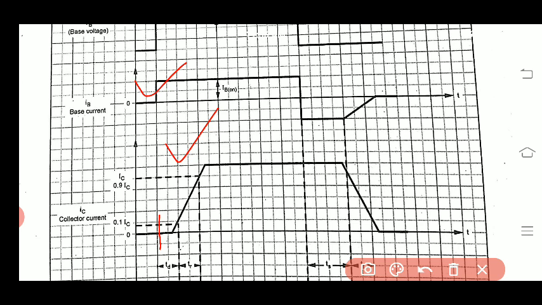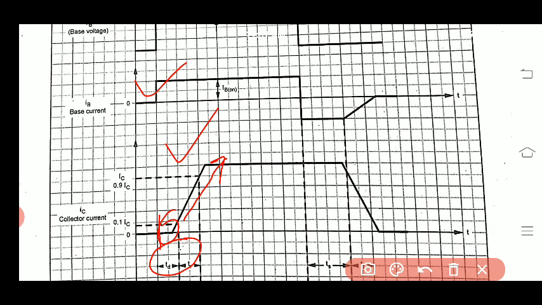The time required to charge this junction capacitance is TD, the delay time. During this delay time, IC rises to 0.1 of its final value. As the junction capacitance charges, the IC current starts to increase once it reaches 0.1.